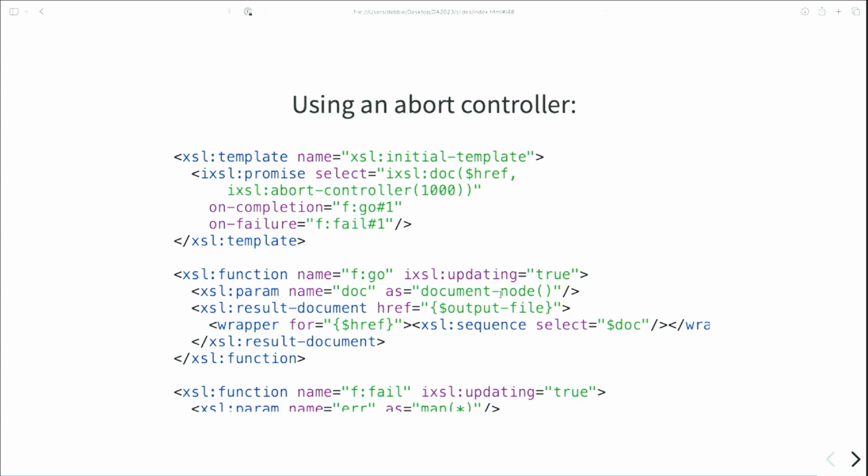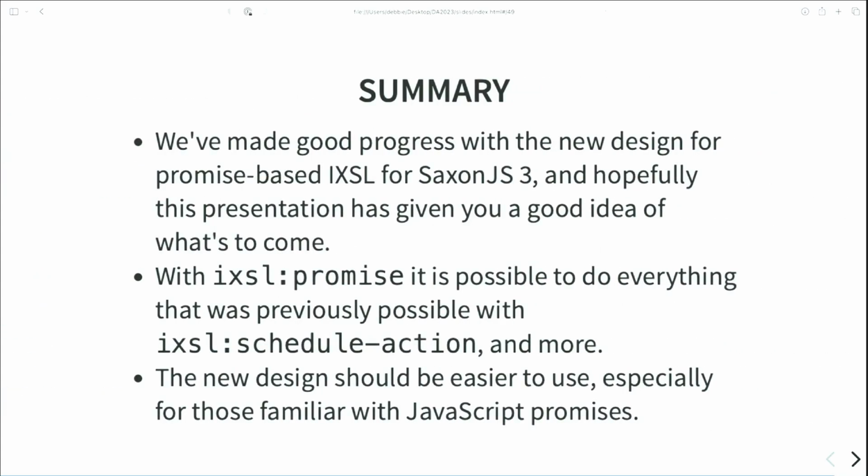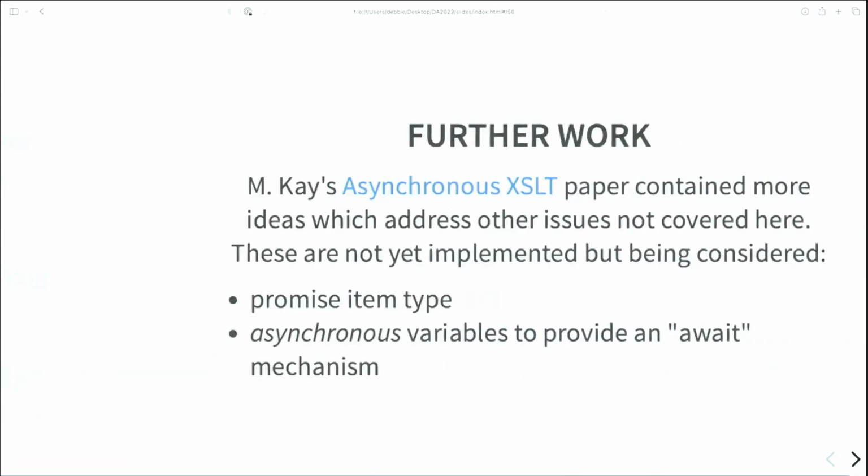And that's kind of the end of what I'm trying to show. So the summary is that I think we've made good progress with the new design for promise-based IXSLT. And hopefully I've given you a good idea of what's to come, or a flavor of what's coming. You can do everything with this new instruction that you could previously do with schedule action and more. And if JavaScript promises are familiar to you, then this should be a bit easier, hopefully, once you get used to it, I guess.